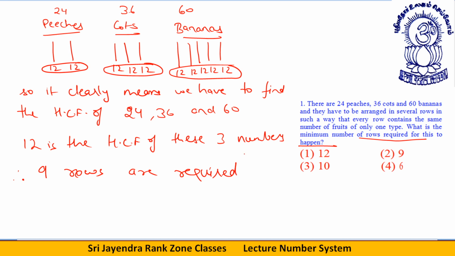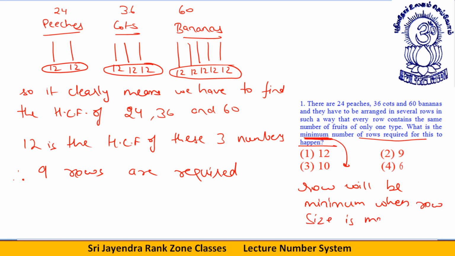Okay. See what the word says: minimum. Rows will be minimum when row size is maximum. When row size is maximum, maximum means highest, so I need the highest common factor. When the maximum number of fruits are in one row, the row size is maximum. When the size is maximum, the number of rows will be minimum. Okay, dear students, let's move to the next one.